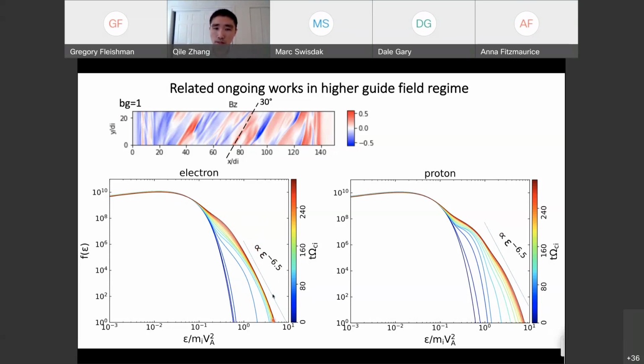And the slope in this guide field equals 1 case is also consistent with the previously predicted scaling for the power law index, taking the guide field equals the Bx. So this means that we can also model and understand the thermal acceleration and power law formation even in the higher guide field regime using fluid kinetic simulations.